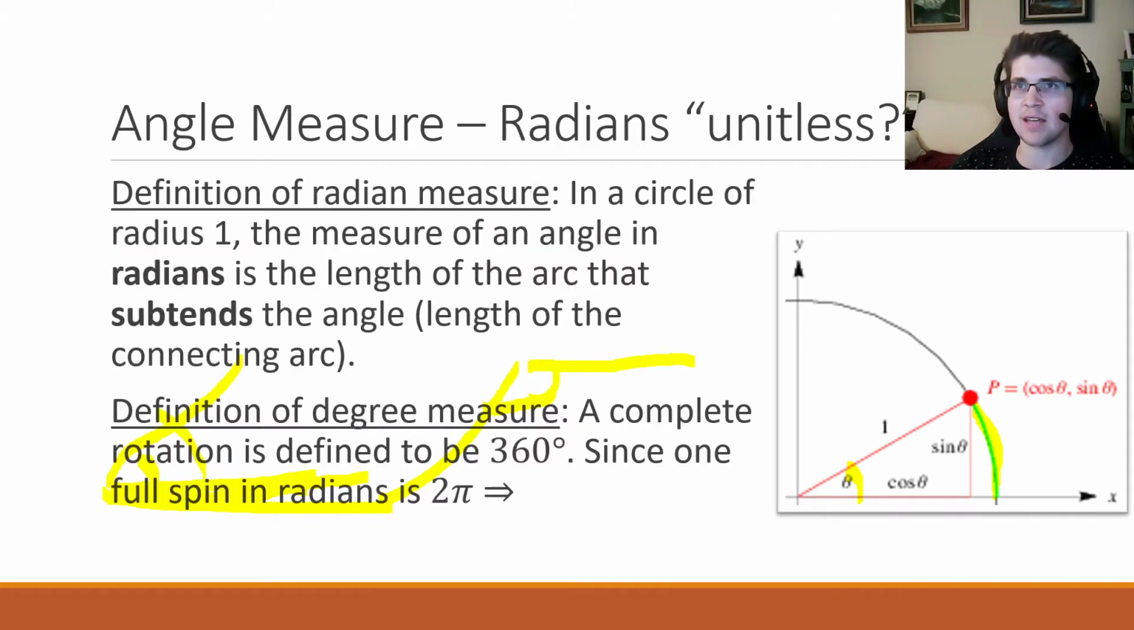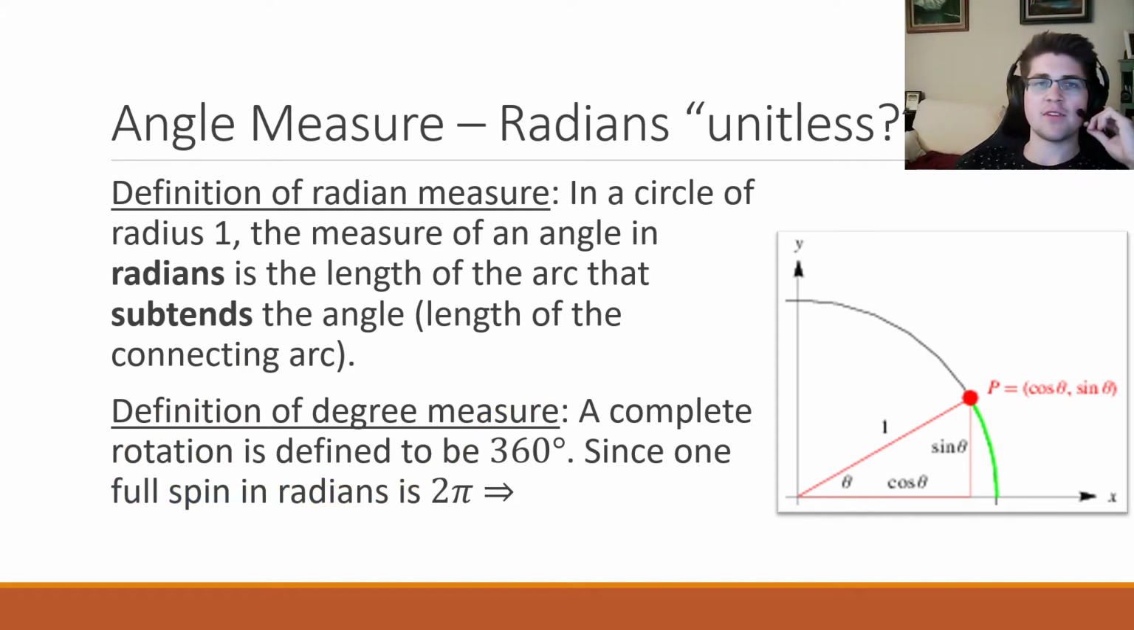Let's scroll to the next slide, which defines what an angle is, and let me erase all the ink on it. Let's read the definition of radian measure. It says, in a circle of radius 1, the measure of an angle in radians is the length of the arc that subtends the angle. That's just a fancy word for what I was saying before. Here's the angle. This is the arc that subtends the angle. If we wanted to know the radian measurement of this angle, it's always defined to be the arc length of that particular part.